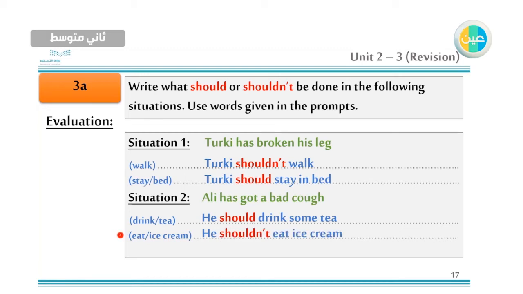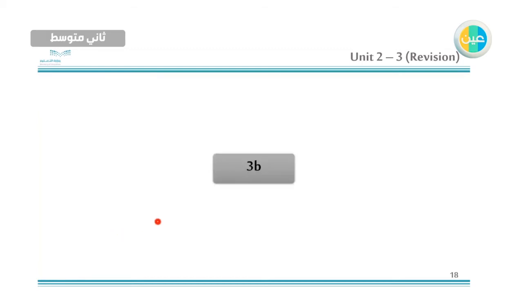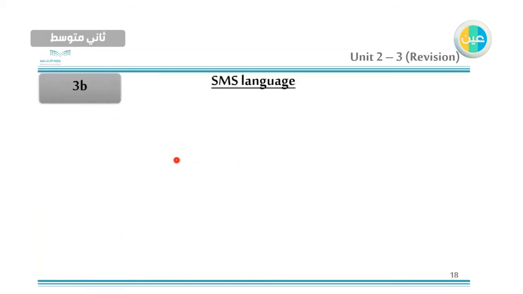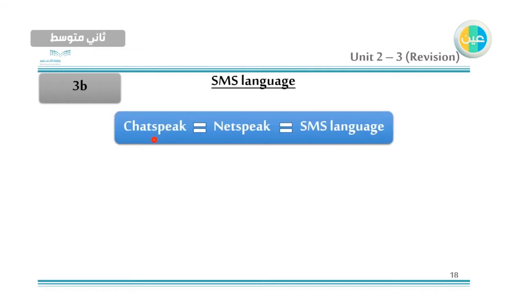Alright, now let's go to lesson 3B. And we will talk about SMS language, short messaging system language. Okay, and we also call it chat speak, net speak, and it's a special way of texting that uses abbreviations to save time and sometimes save money, because in some countries they charge people based on how much they have written, how many characters they have used in the text message.